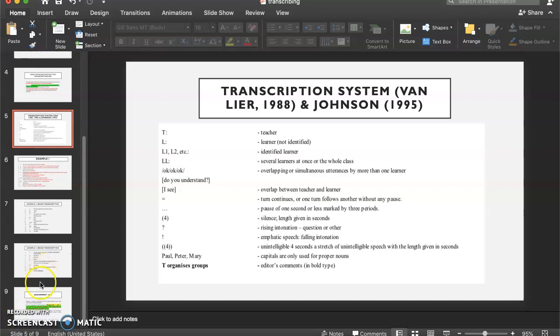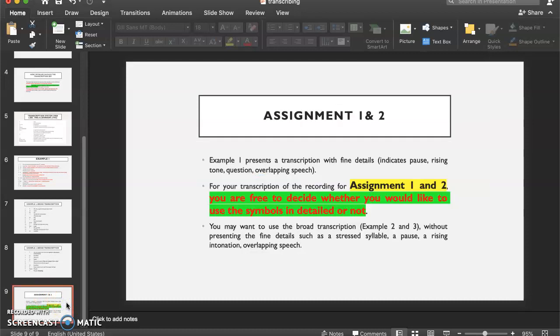All right, however, for your assignment 1 and 2, you are free to decide whether you would like to use the symbols in detail or not. I prefer you use the broad transcription, all right, which is given in example 2 and 3, because that's easier for you to come up with. However, if you prefer to use some details in these symbols to show more detailed transcription, it's fine. But for that assignment, you can use the broad transcription.